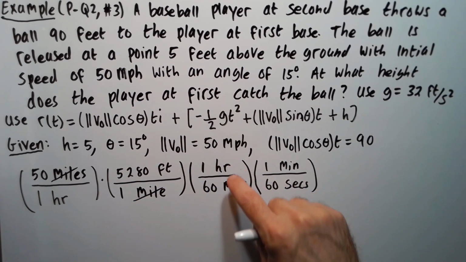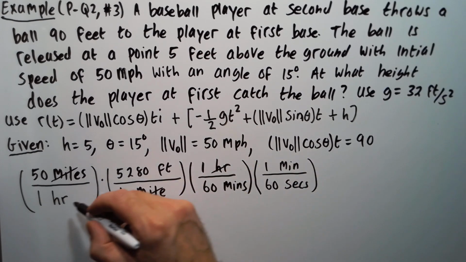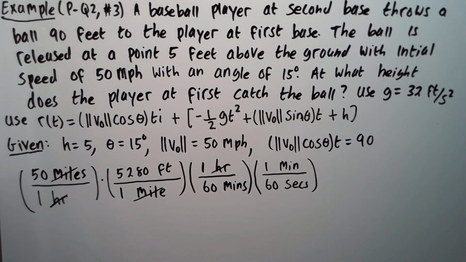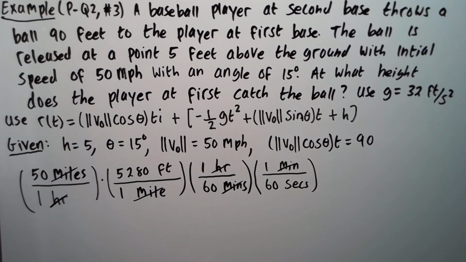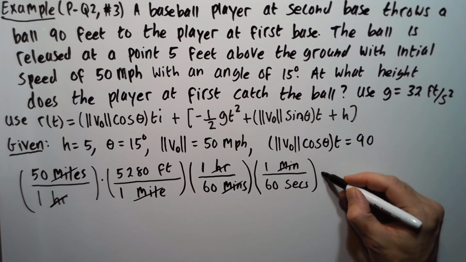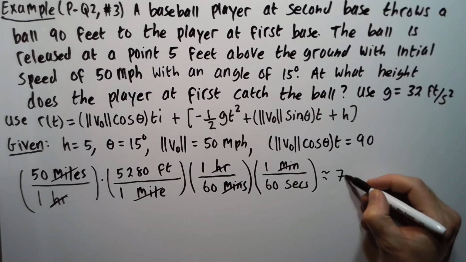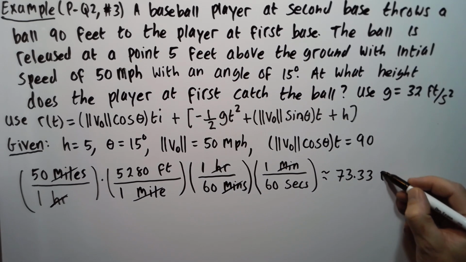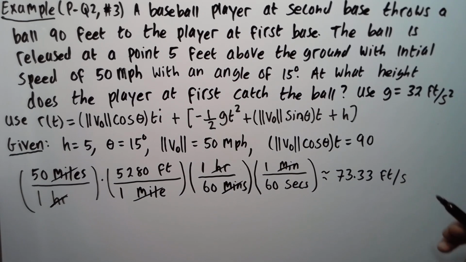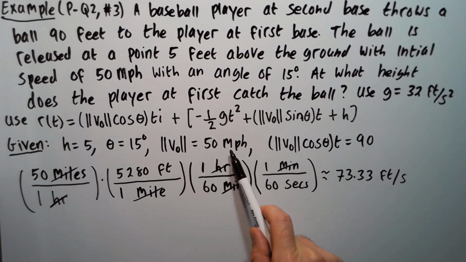Well, 1 hour is 60 minutes. Then the hours would cancel here. And then I'm going to change that to seconds, so the minutes would cancel here. So if you do this multiplication, you get our feet per second. Let you check, it's roughly equal to 73.33 feet per second. Okay, that's what we're going to use up here for our initial speed. Okay, let's keep going.